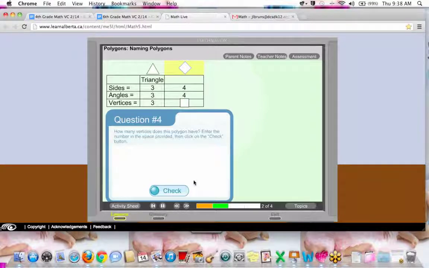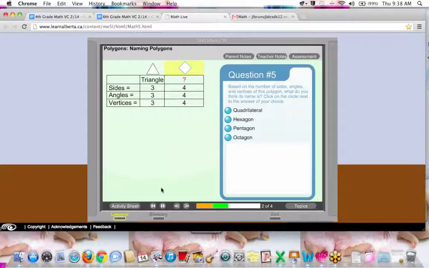How many vertices does this polygon have? Enter the number in the space provided, then click on the check button. I'm sure you guys are seeing a pattern here. Based on the number of sides, angles, and vertices of this polygon, what do you think its name is? Click on the circle next to the answer of your choice.